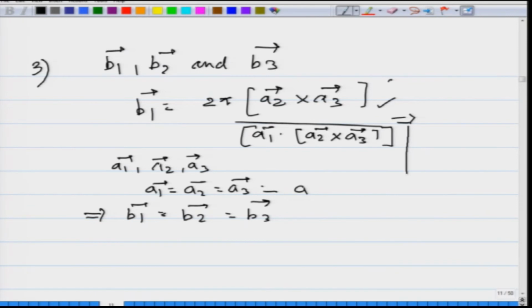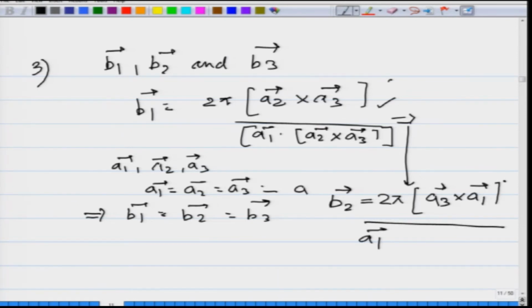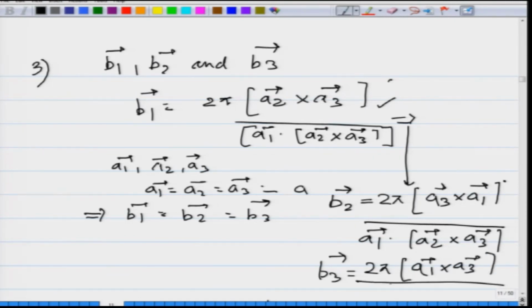Similarly, we can write these equations for B2: 2 pi, A3 cross A1, divided by A1 dot A2 cross A3. Now, if I substitute A1, A2, A3 in these three equations, we get B1, B2, B3 equal to 2 pi by A. So the next problem is for the FCC lattice with the lattice constant A, the appropriate primitive lattice vectors are.